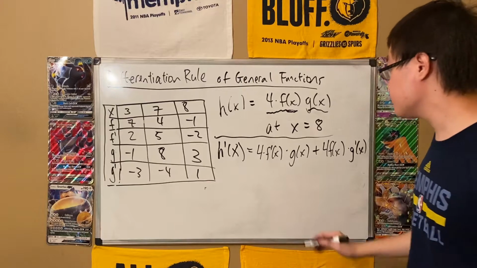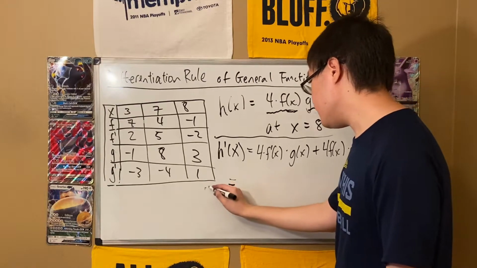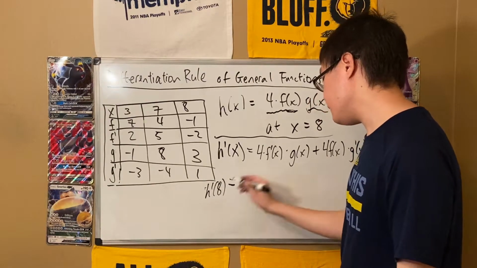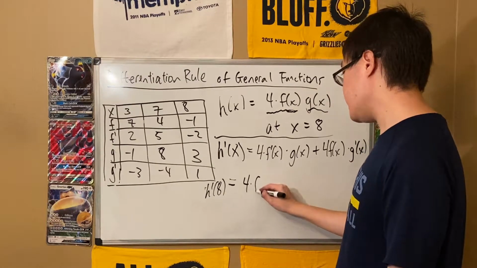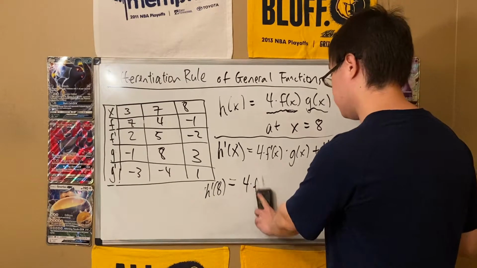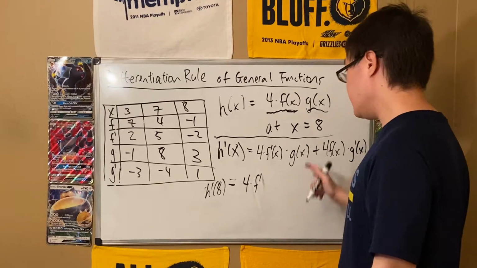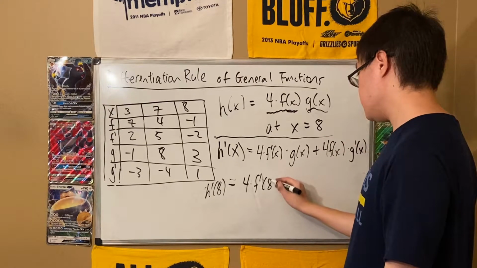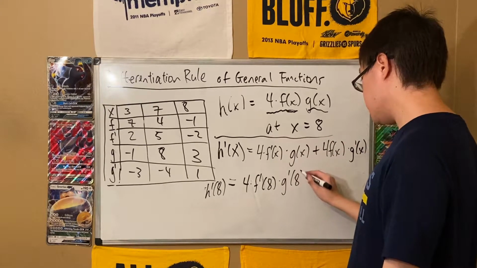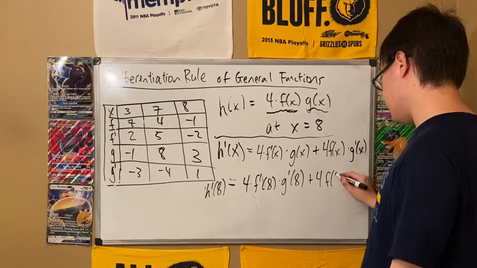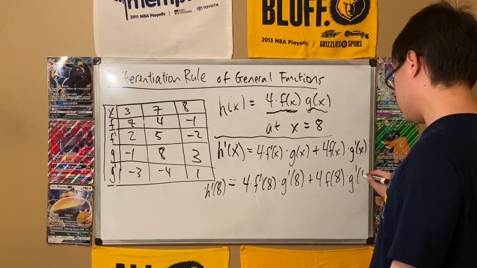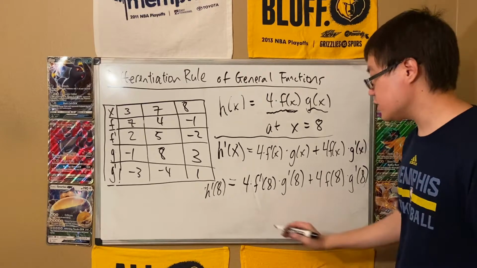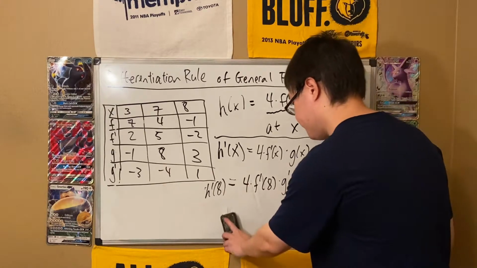So now all we have to do is plug in 8. That shouldn't be too bad because that's what we want to find, h prime of 8. So it's going to be 4 times f prime of 8 times g of 8 plus 4 times f of 8 times g prime of 8. So now I'm just going to use the table. So it's going to be 4.